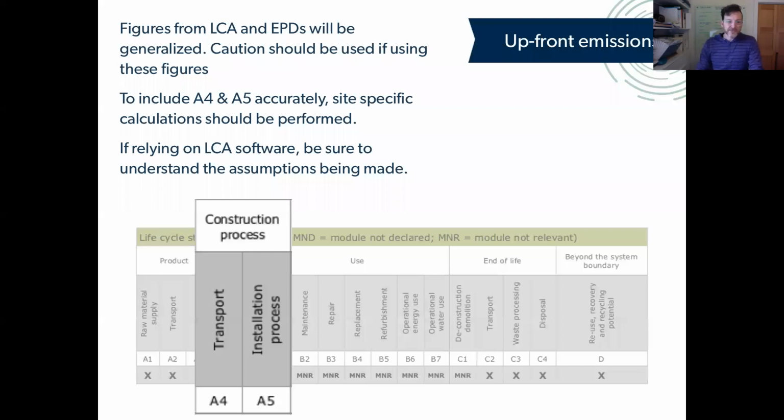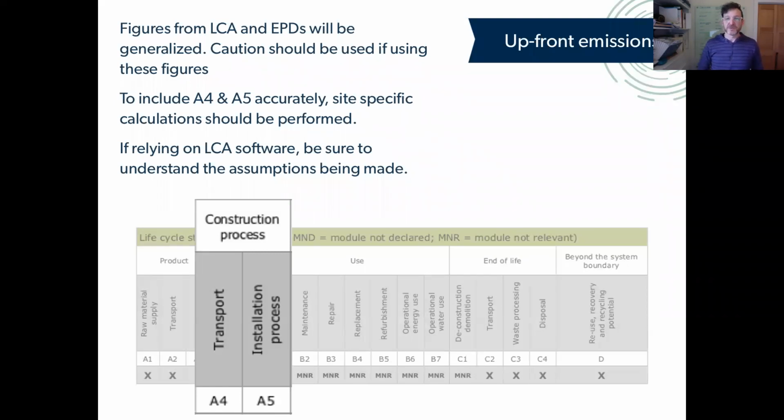If you are really interested in A4 and 5, so if you really want to get a good picture of those upfront emissions, it's really important to do your own study of transportation and installation. The generalizations that are built into LCA softwares are pretty rule of thumb. They're pretty based on, hey, what's the grid average emissions for electricity in a whole country, say.